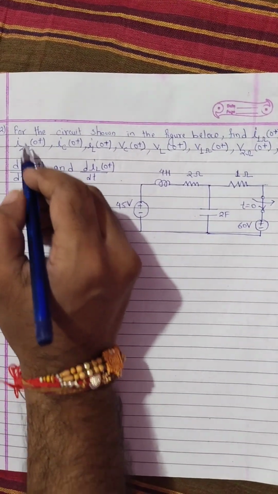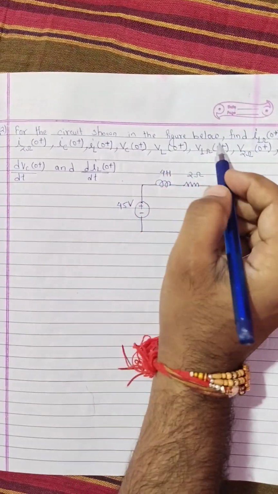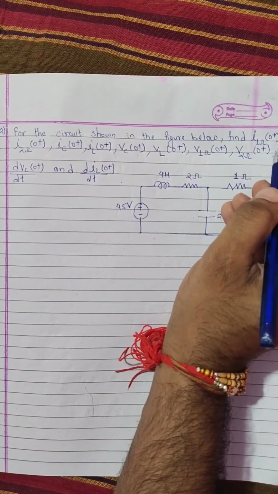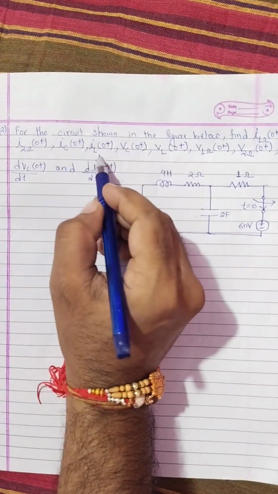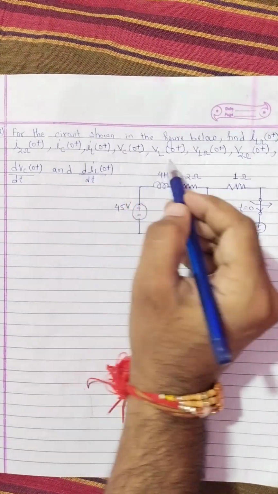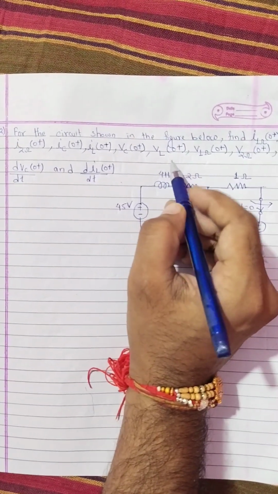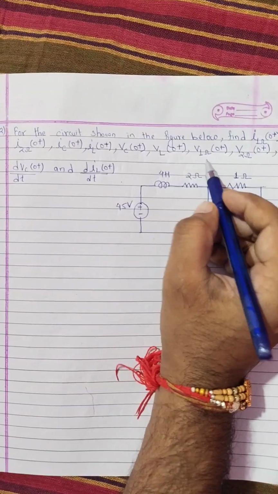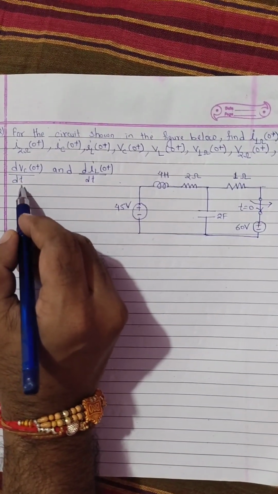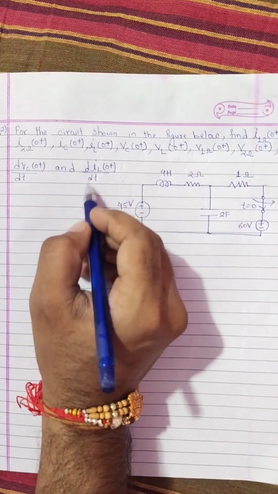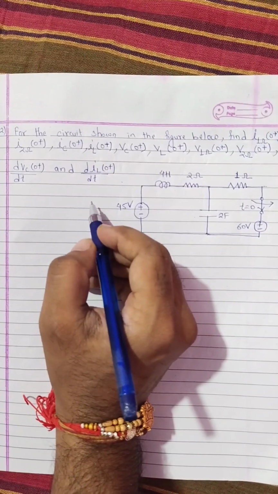So the question is, for the circuit shown in the figure below, find I1 at 0 plus, I2 at 0 plus, IC at 0 plus, IL at 0 plus, VC at 0 plus, VL at 0 plus, voltage across the inductor at t equals 0 plus, V1 at 0 plus, V2 at 0 plus. Similarly, we have to calculate dVc/dt at 0 plus and dIL/dt at 0 plus. So we go through the steps.